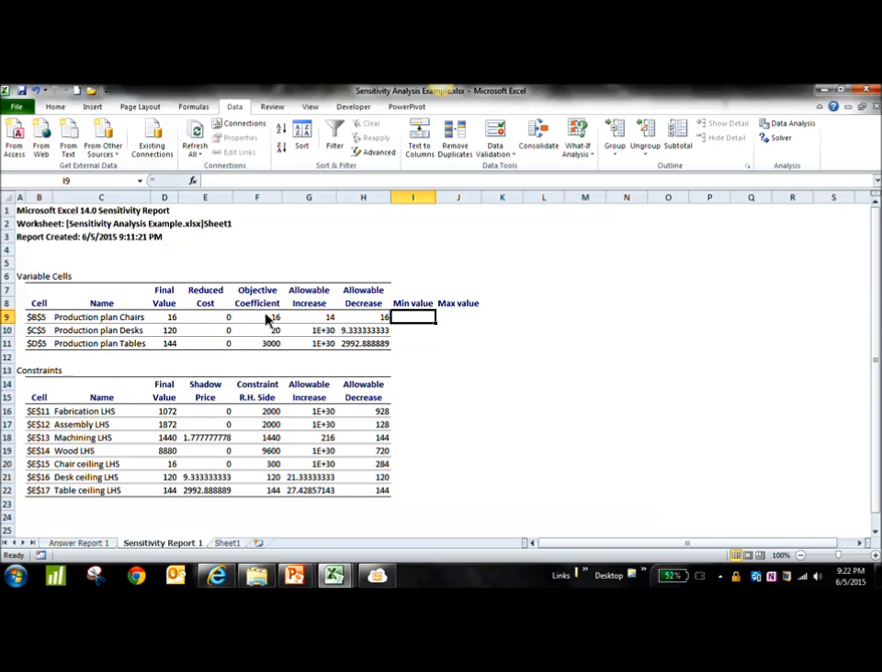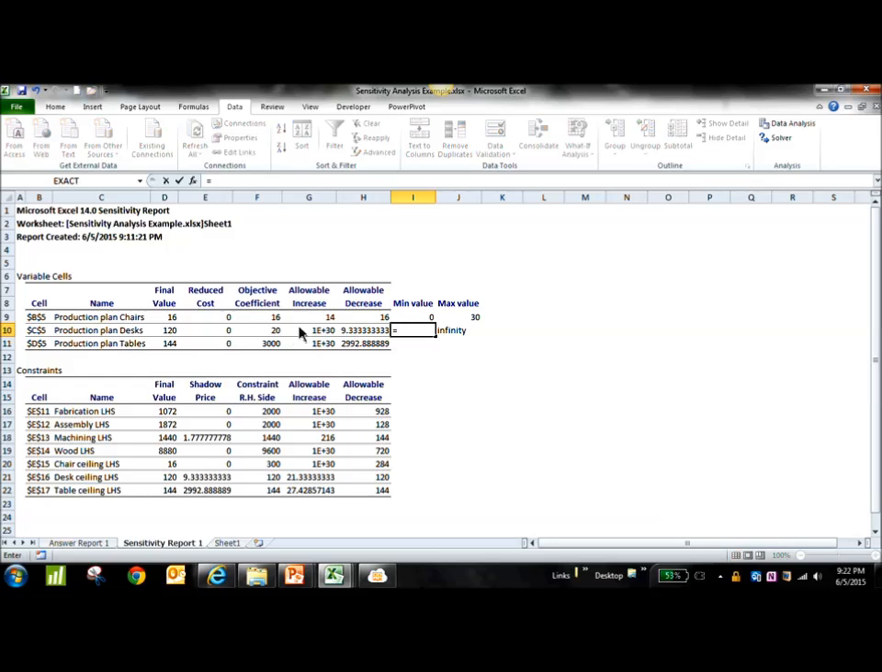In this case, what I could do is increase 16 by 14 and make it 30. In another way, I can just do 16 plus 14, and for the decrease, 16 minus 16. I know it can vary within this range and would not affect the production plan. I can do the same thing here. This is infinity. Increase, sorry, so I have to move it here.